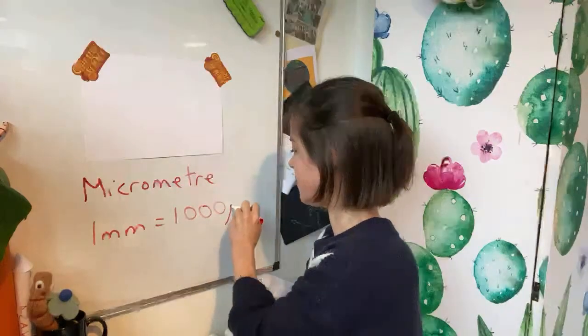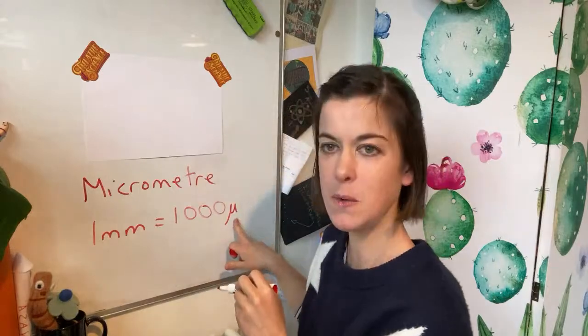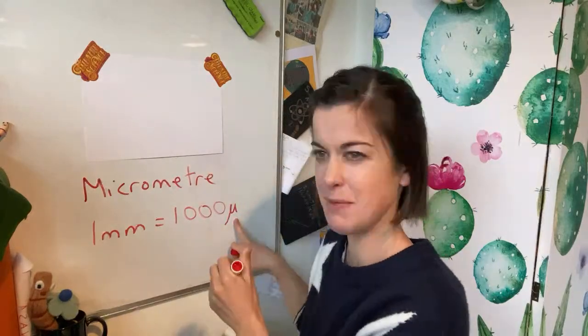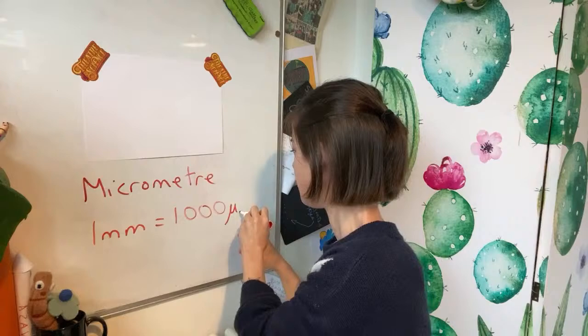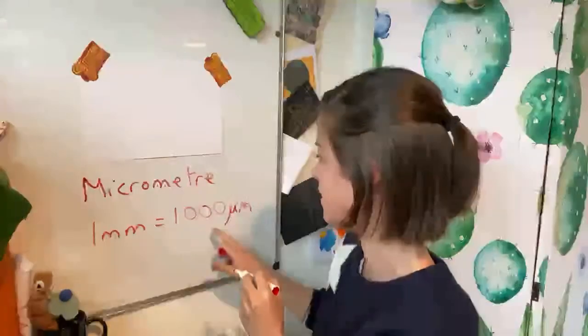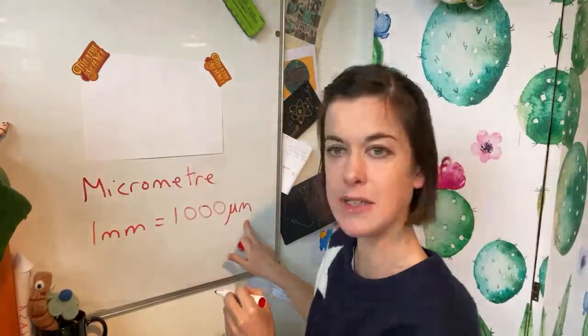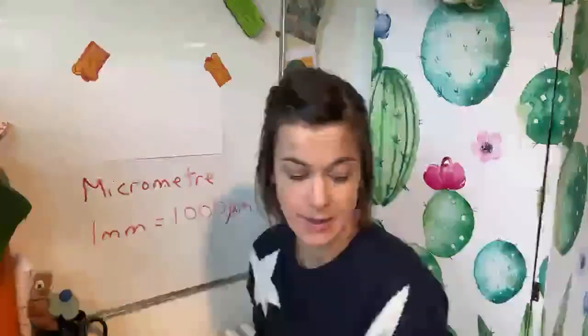The symbol for micro is gorgeous. It's this little mu symbol. I don't know whether it's Greek or Latin, but anyway, it's cute, isn't it? Like a posh U. So micrometer. 1,000 micrometers is 1 millimeter.